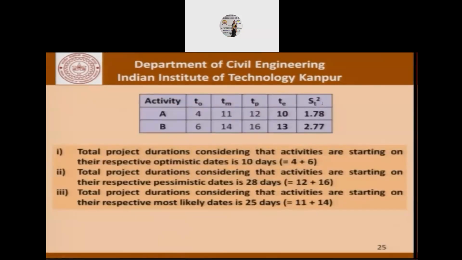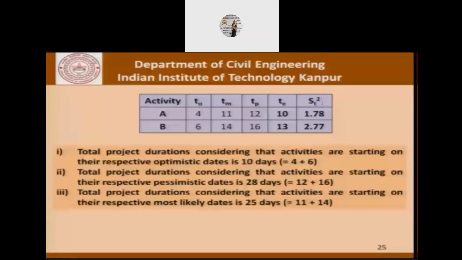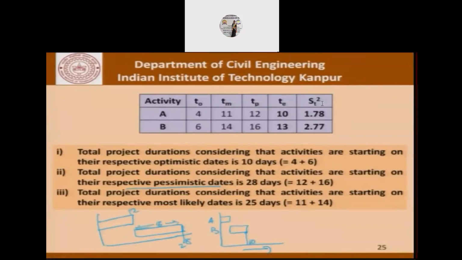Now coming to the second part of the problem, which was to say that if activities are completed at the optimistic times, then if we go back to our representation on the time axis, A is completed in 4 days, then B can immediately follow from here, and in 10 days the project will be over. However, if they start at the pessimistic dates, the project will be over only in 28 days. That is, this will take 12 days, and then this will go on for 16 days. As far as the most likely dates are concerned, we are talking of 11 and 14, which gives us a number of 25.